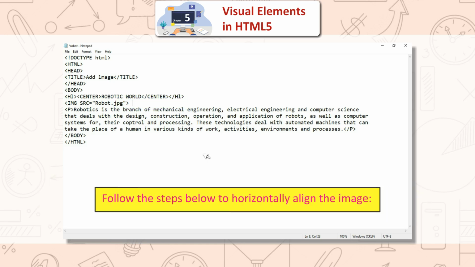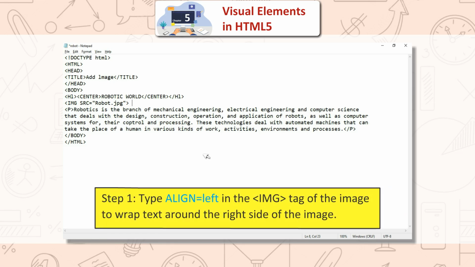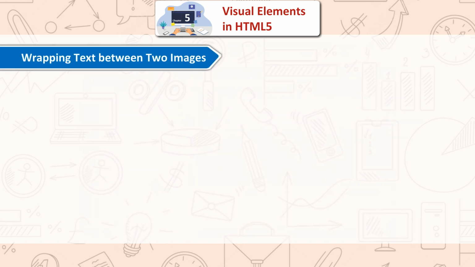Follow the steps below to horizontally align the image. Step 1. Type align is equal to left in the image tag of the image to wrap text around the right side of the image. The image aligns to the left with the text wrapping around it on the right.